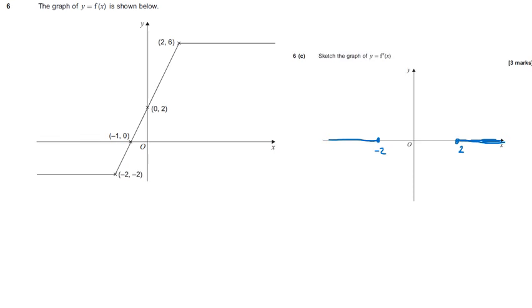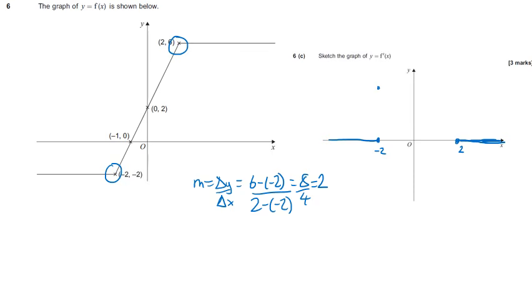In between, it has a constant value, but what is that value? Well, we know that m is equal to delta y over delta x. That's the easiest way to work the gradient of a straight line. So it's 6 minus minus 2, the change in y values from there to there, and then the change in the x values is 2 minus minus 2. So that's 8 over 4, which is 2. So the gradient between those points is 2.